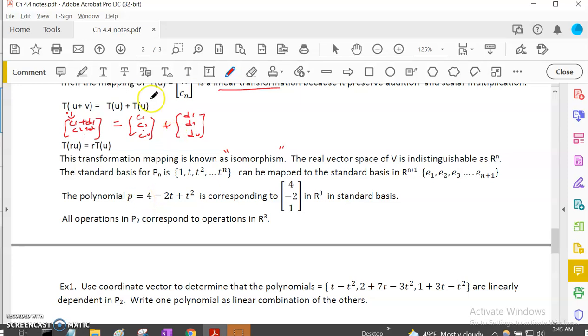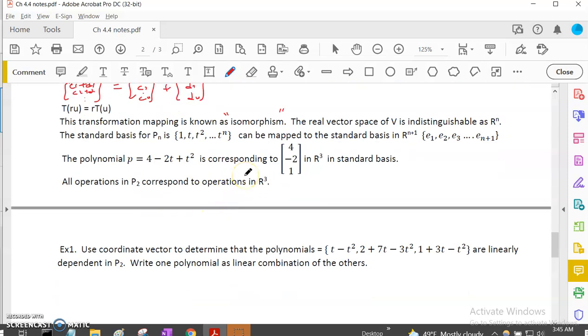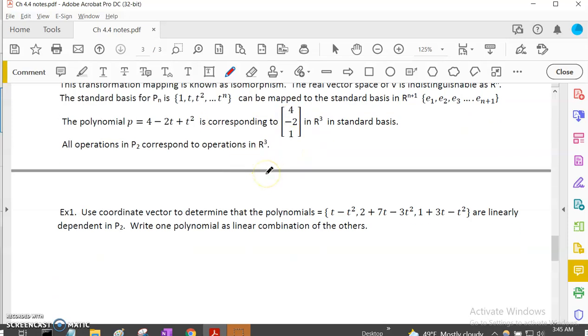Whatever operation you did on them is the same as you did in Rn. So all operations in P2, the polynomial vector space, correspond to operations in R3. Okay, so if it is up to degree 2, it would correspond to R3 because you have a t to the 0. So there's one more coordinate than the degree n.